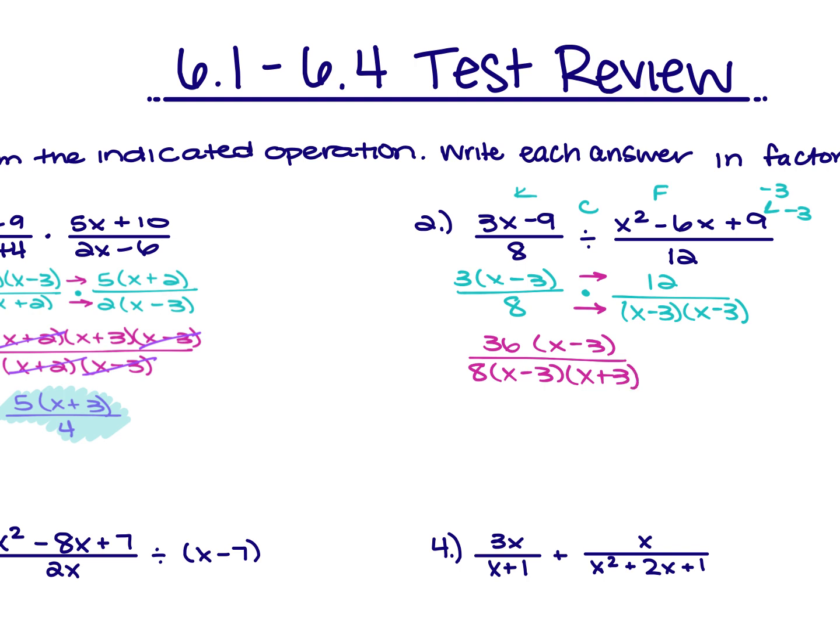Your 36 and your 8 are both divisible by 4. So 36 turns into 9, 8 turns into 2. You also have an x minus 3 on the top and the bottom of that fraction. So this is just leaving you with 9 over 2 times x plus 3.